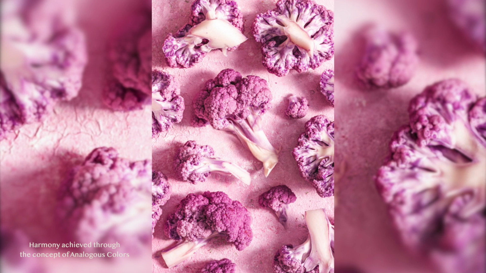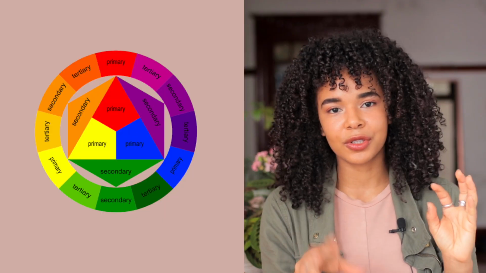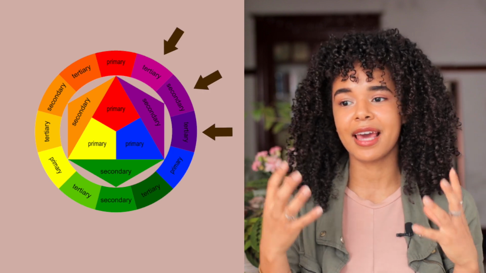So for example, in this image, I bought this purple cauliflower and I thought, okay, how do I make it shine? How do I bring out the beauty of that color? And I thought of using my pink backdrop because, as you can tell on the color wheel, purple is right next to pink, and therefore I knew that by putting my purple cauliflower on this pink surface, it would create a sense of harmony.